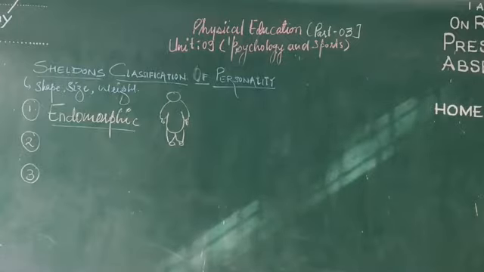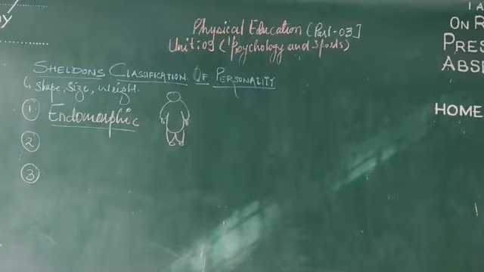Let's talk about the endomorphic. What does endomorphic mean? What are the characteristics of an endomorphic person? Endomorphic persons are generally isotonic. An endomorphic person generally has a stocky body, round body, short neck, short arms, wide hips. If someone has a short neck, wide hips, and a lot of fat deposition in the body, they have low physical fitness. Their physical fitness level is very low. These kinds of people come under endomorphism.